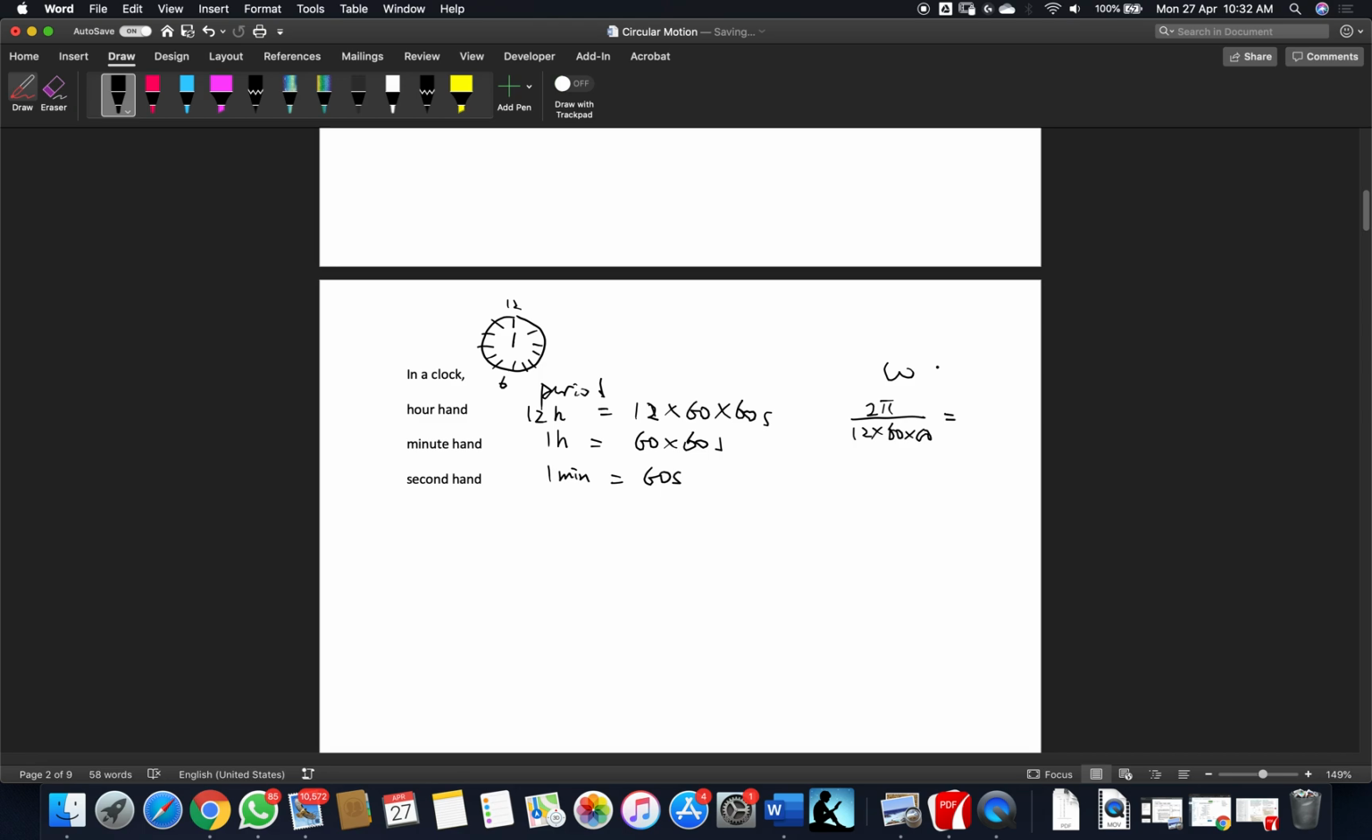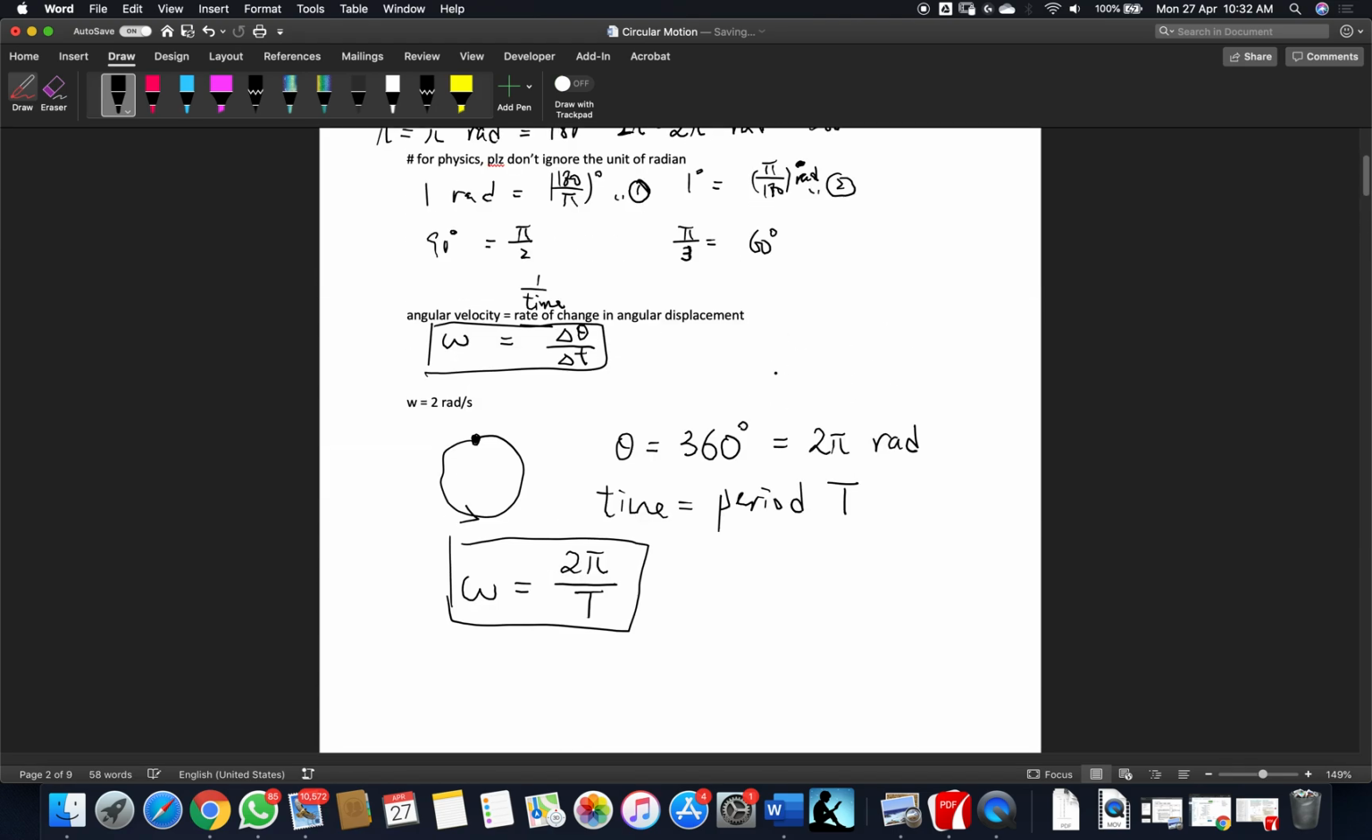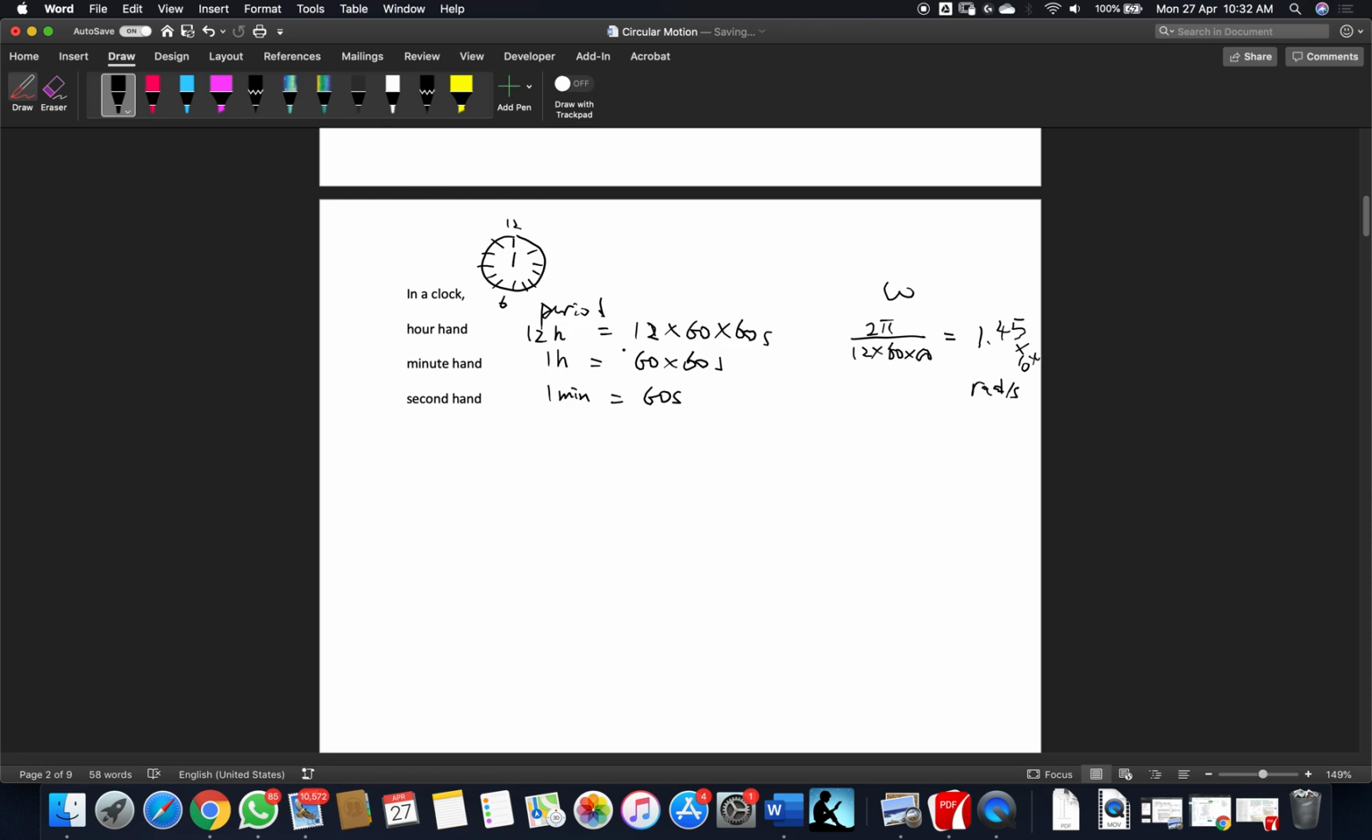What you get will be 1.45 times 10 to the power negative 4. Then how about the unit? The unit should be radian per second. I think all of you should be able to derive the unit from the formula. We know that the change in the angle displacement is radian, and time is second. So the unit of omega, angular velocity, is radian per second.